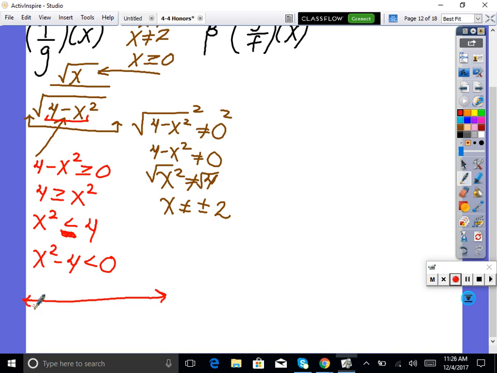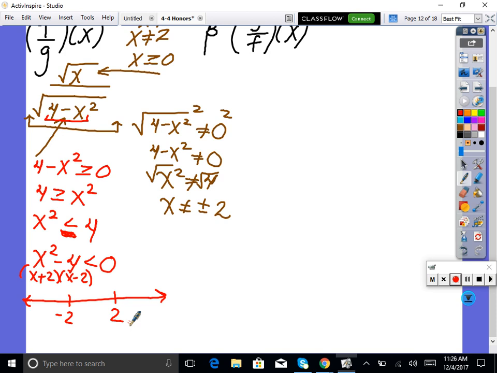What are my zeros? I need to factor this. So this factors to be x plus 2, x minus 2. So what are my zeros? Yep, 2 and negative 2. So we're going to do negative 2 and 2 and test values to see what's in our domain. Does everybody remember kind of doing this? It was a long time ago, though.